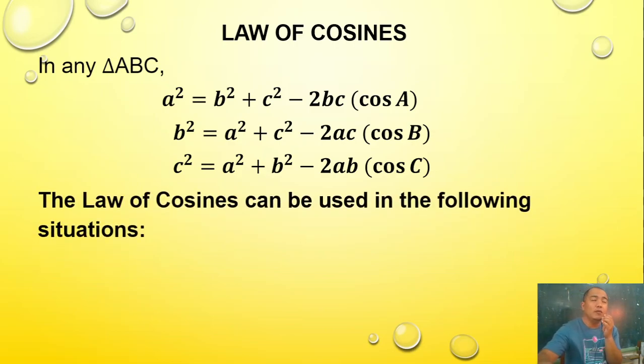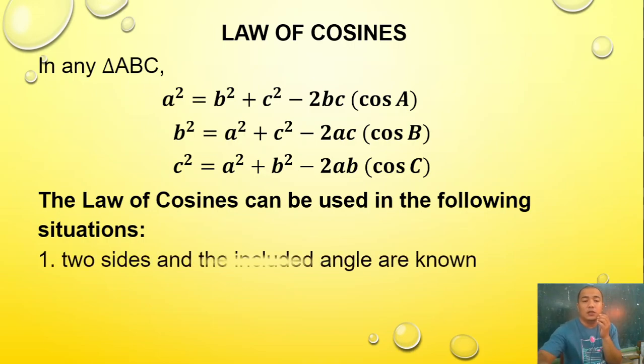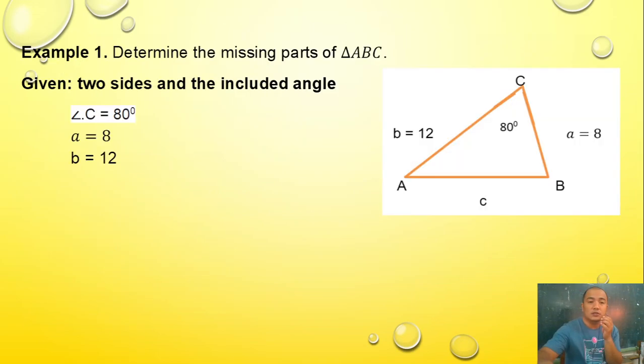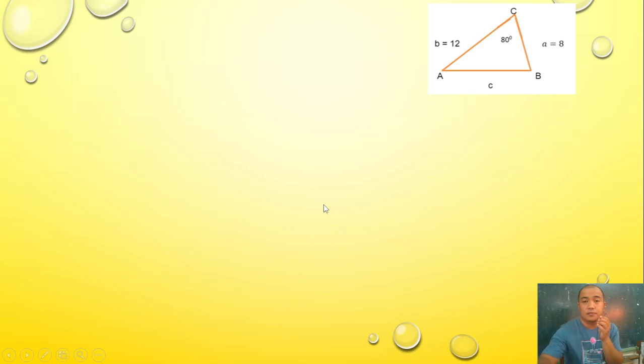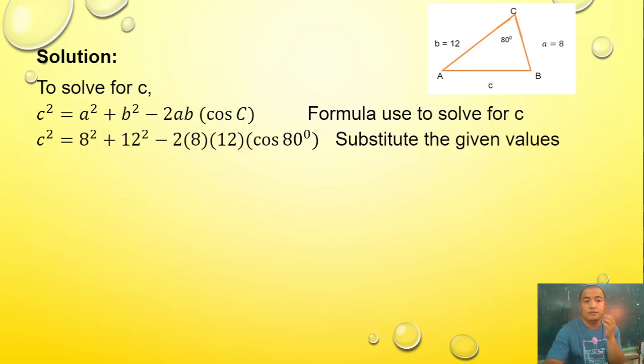So when do we use law of cosines? When we are given two sides and the included angle, or what we call the SAS, and when three sides are known, SSS. Let's have here side, angle, side given. Therefore, ang gagamitin natin is the law of cosines. So to solve for side C, we use the formula C squared equals A squared plus B squared minus 2AB times cosine C.